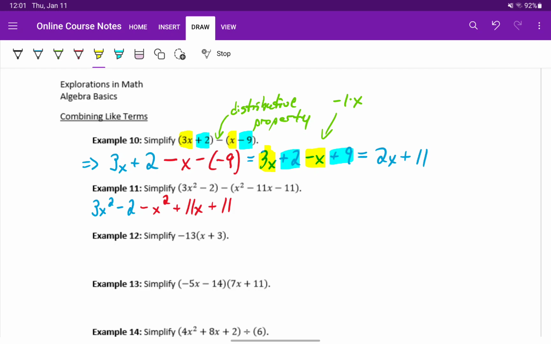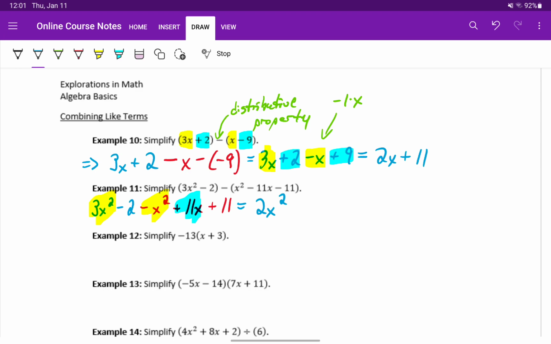We can still combine like terms, but we need to pay attention to the variable in our variable terms. In this case, we have 3x squared and minus x squared. That's a different variable term than 11x. So we need to make sure that the variable portion of those variable terms is the same. In this case, we can combine the x squared terms, which will give us, again, positive 2 times x squared.